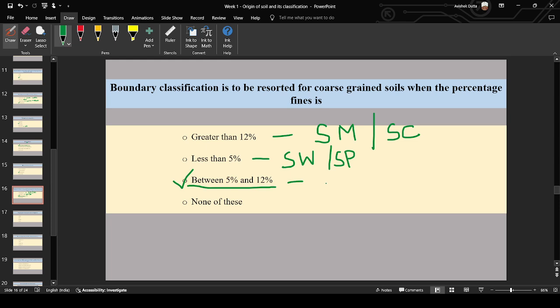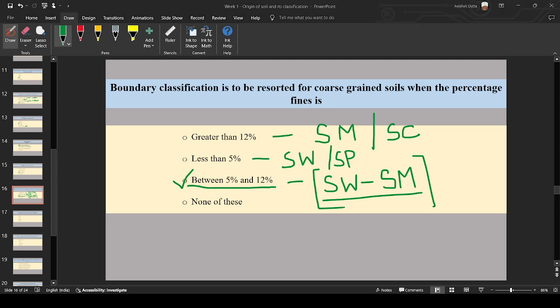Suppose it is a well graded sandy soil consisting of silt, then we write well graded sandy soil, we give a hyphen, and then we write this, and we call it well graded silty sand. SW-SM means well graded silty sand. First of all, we mention the gradation, then we mention the percentage fines. Well graded silty sand.